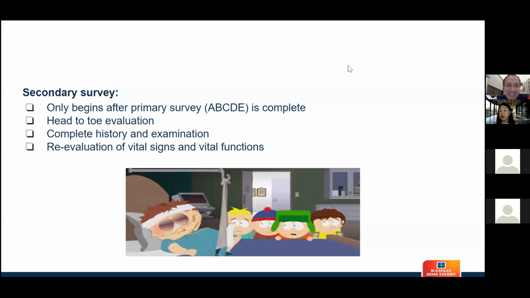Okay. All right. So that will involve more of a head-to-toe evaluation, and you can identify the injured limb or the injured part of the body, injured system. Okay, and this is the point where you take a proper history and examination. And then some describe it as a tertiary survey, or actually it's just a re-evaluation of the patient's condition after the secondary survey is done.